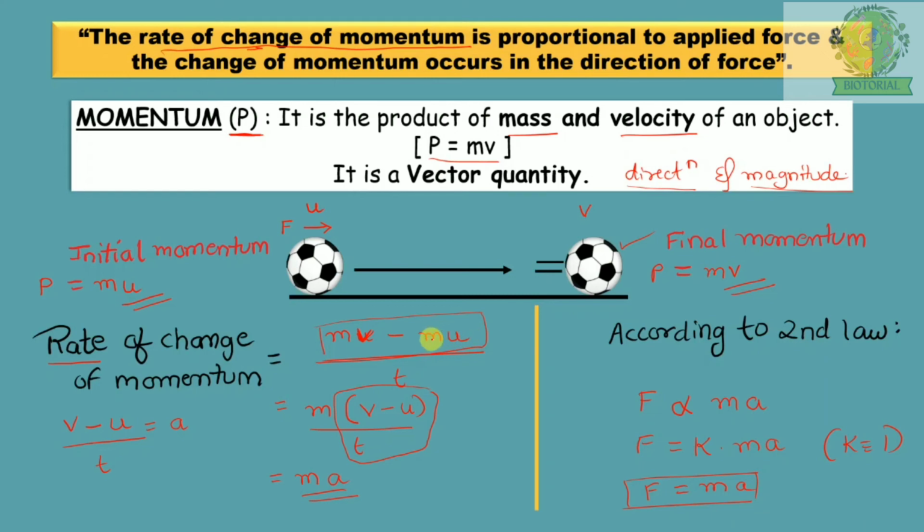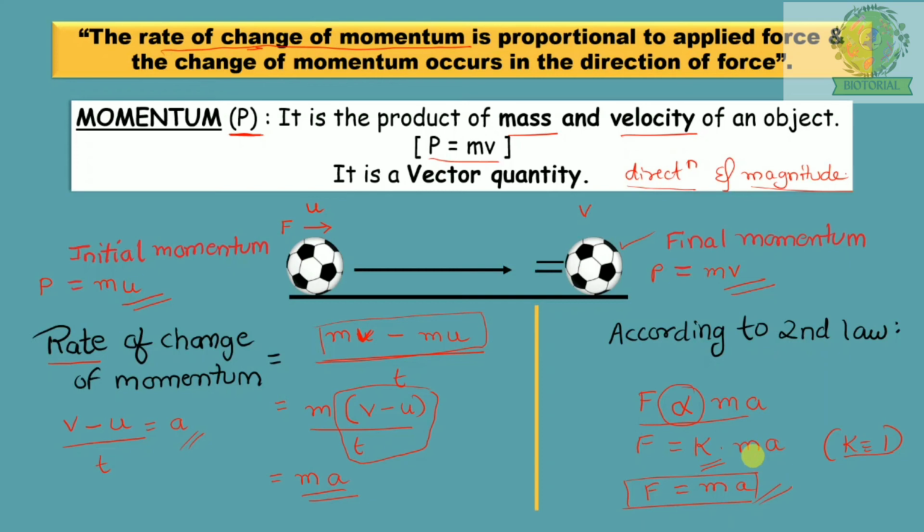After calculating this, we take m common, and what we are left with is v minus u upon t. This is the formula for acceleration. We simply substitute the acceleration and we get this particular answer. According to the second law, force is directly proportional to the rate of change of momentum. So we take it over here. This is the statement. We remove the proportionality sign, take the constant, and the constant has its value, that is 1. We simply substitute it and this becomes our final formula. So that simple it is.